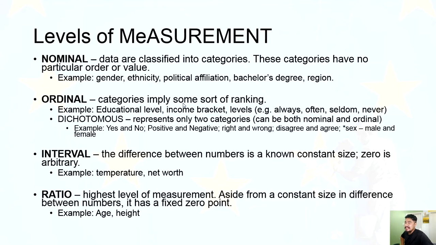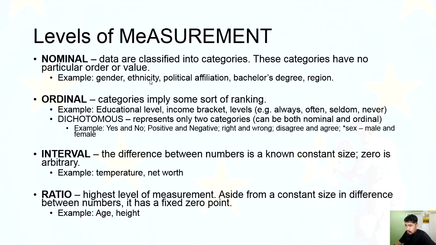Next would be ethnicity. When you talk about ethnicity: Kankanaey, Ilocano, Igorot, etc. When you check, there is no particular order or value. You could enumerate a lot and classify them into categories. Political affiliation, for example, the Liberal Party, the PDP-Laban, or the Communist Party of the Philippines. Bachelor's degree, for example, pol-sci major, psych major.